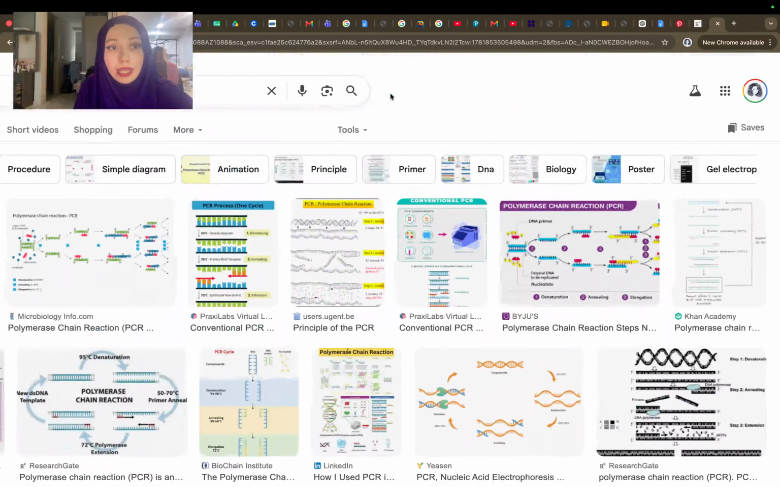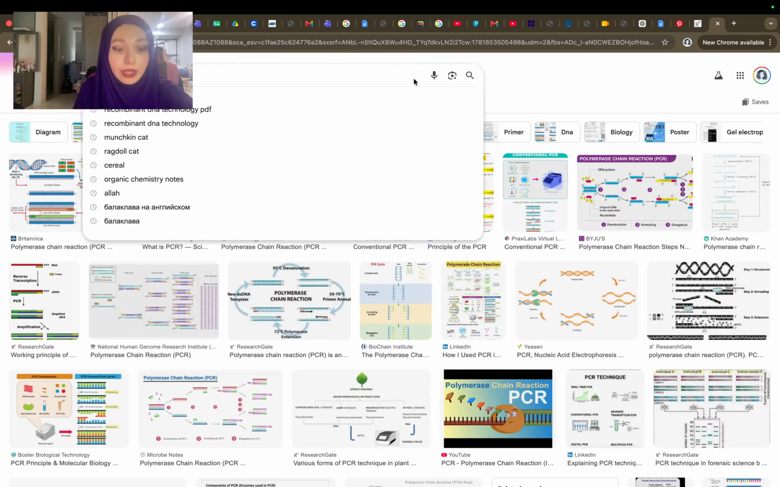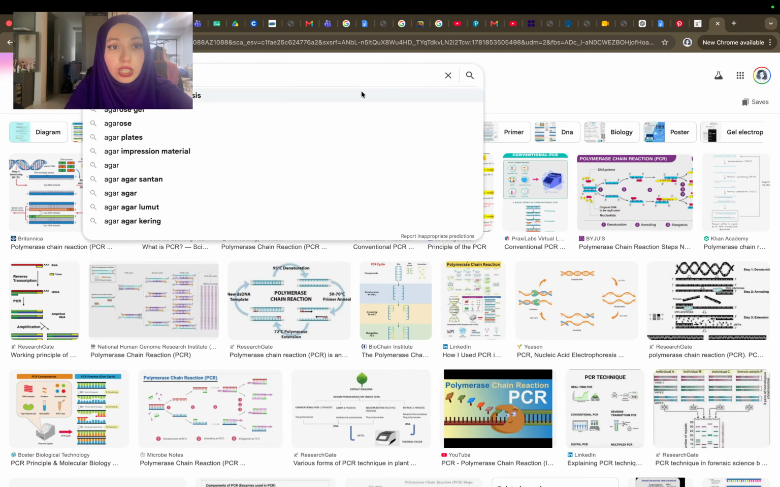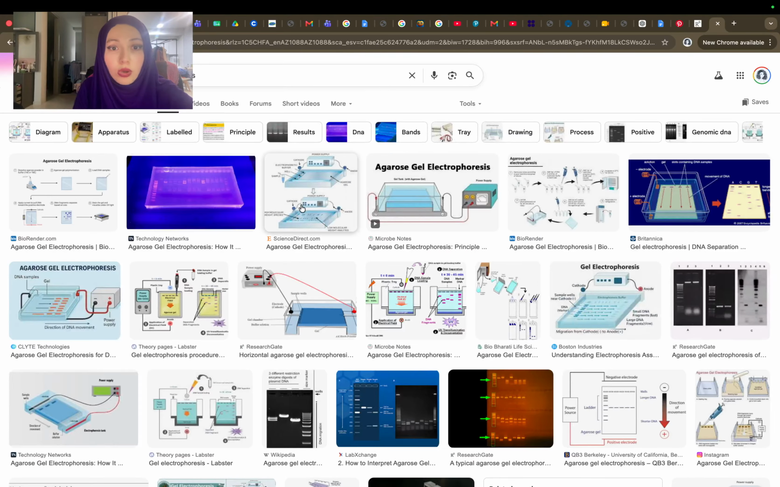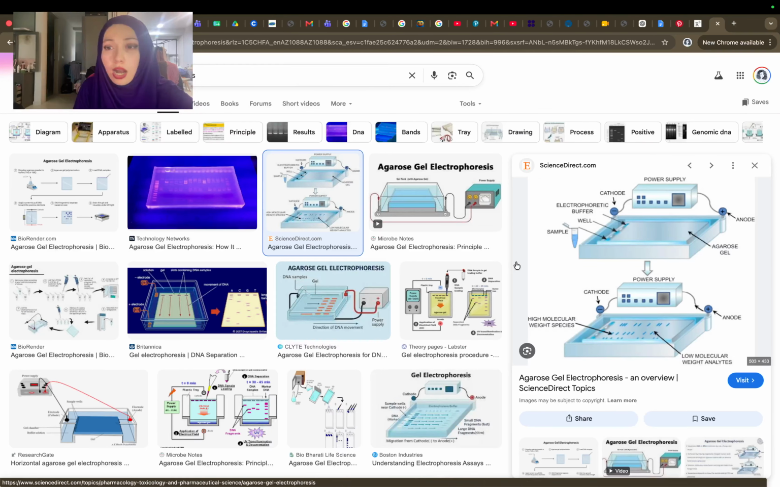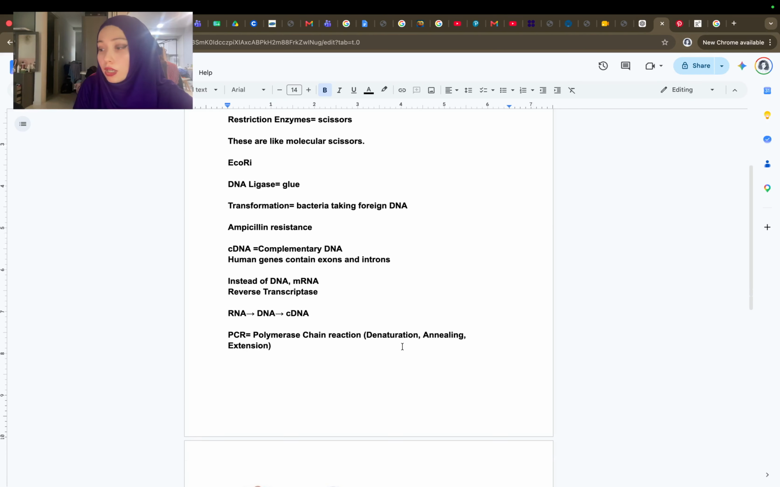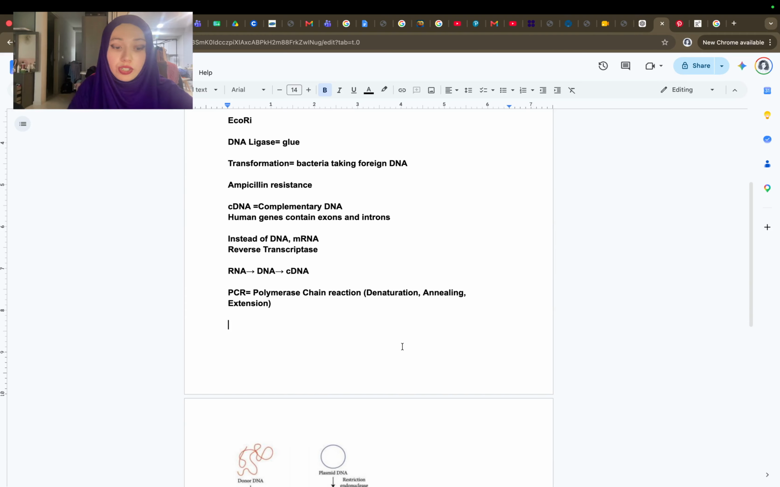Okay, and then I want to show you something: agarose gel electrophoresis. So what is basically agarose gel electrophoresis? We are going to talk about it. The question is, how do scientists check DNA, right?